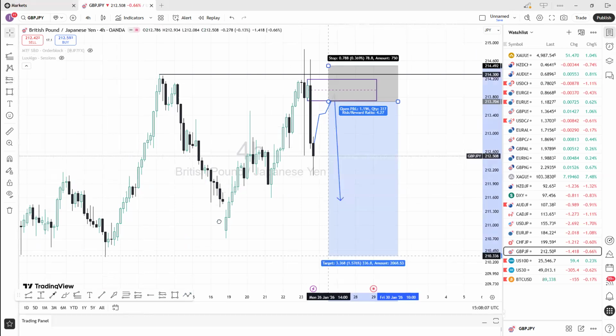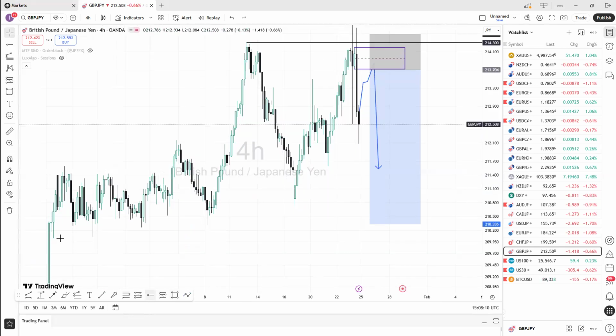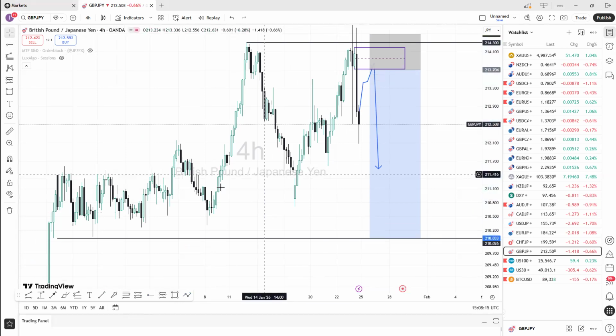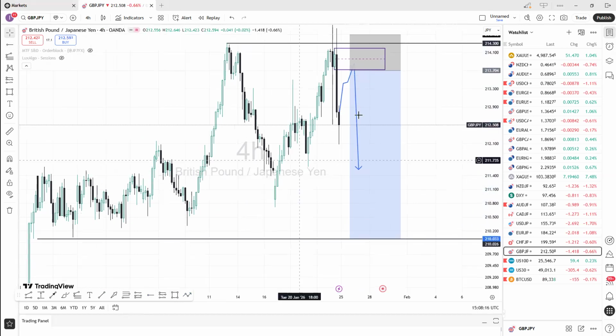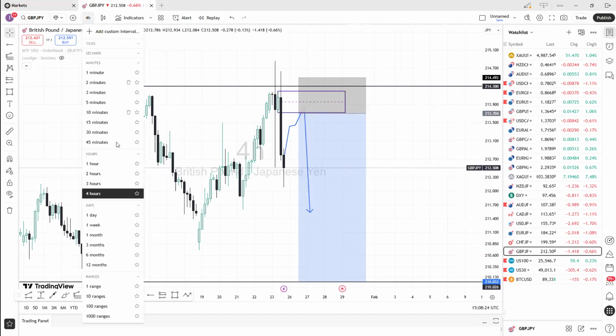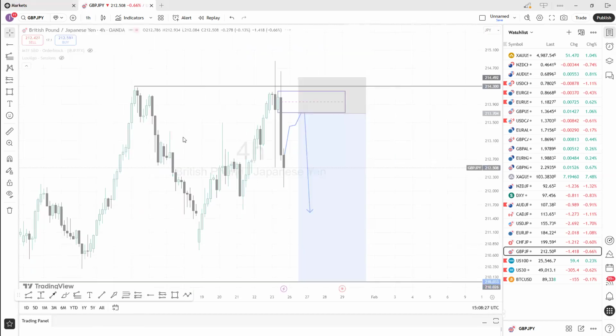For next week, we'll find a short position from that 4-hour supply, and then we can target that sell side liquidity. There is a lot of liquidity below here. Okay, so this price has to sweep that liquidity. It already swept that buy side liquidity. It created a shift. Let's see the market structure on the lower time frame. Is there a shift or what?